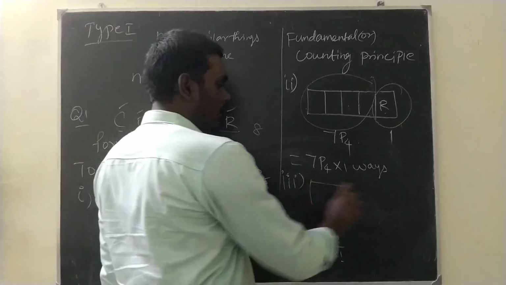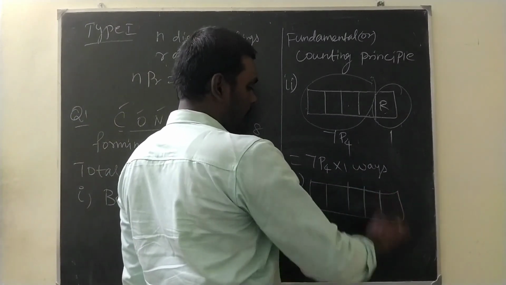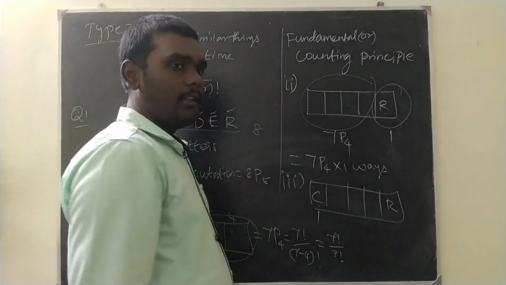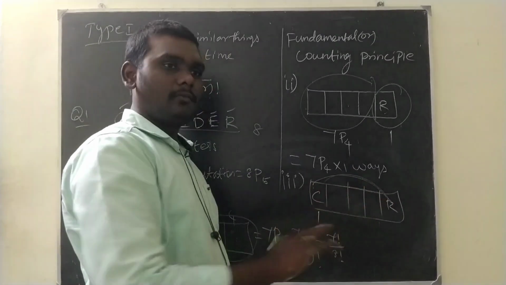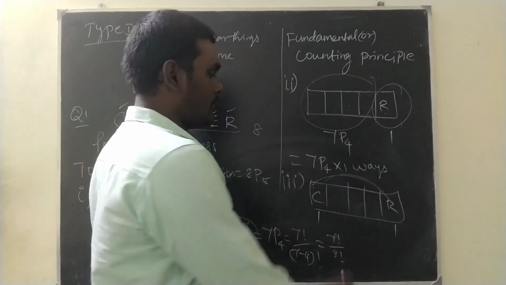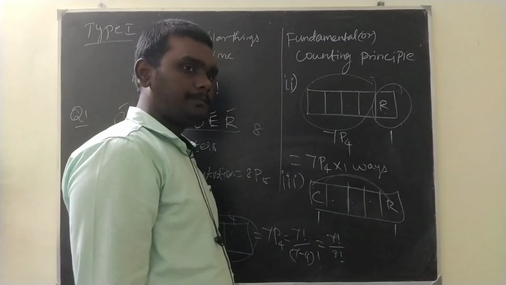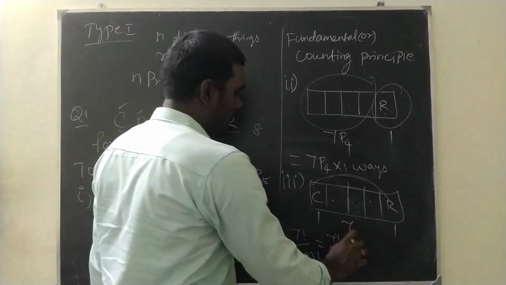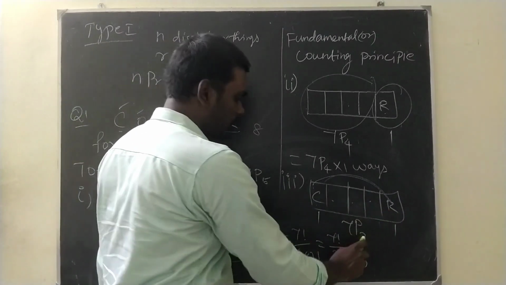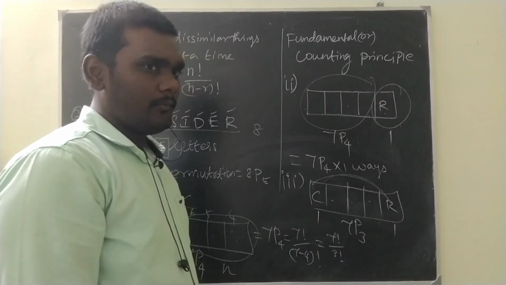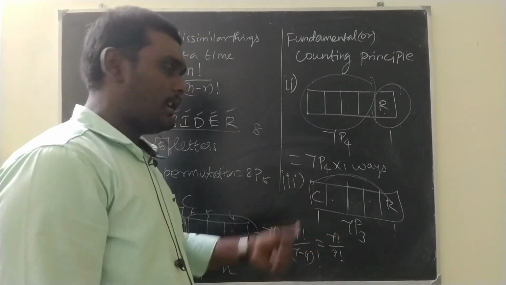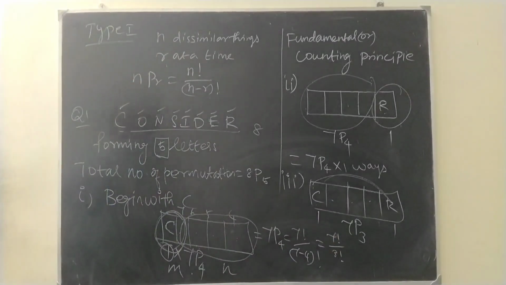So here two boxes are fixed, man. 1, 2, 3, 4. Begin with C, end with R. This can be chosen in one way because these two should not be interchanged. Both are fixed. This can be chosen in one way, this can be chosen in one way. Then remaining how many letters do we need? 7P3. 7P5? Man, these two are already fixed. 7P3. That's all. Note these answers down. Just the answers, the answers alone in the book. Mark it.